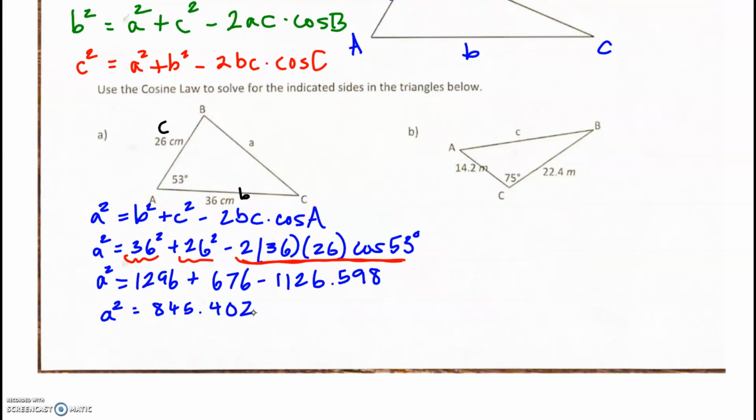And then I don't want a squared, I want a, so we know the opposite of squaring is square root. And my final answer is 29.1. And I had to round that number, so I'm going to put an approximate symbol on the equal sign and remember my centimeters. All right, and that's how you use cosine law. Let's try the next question. So this time I'm finding c, so I want my formula to start with c squared.